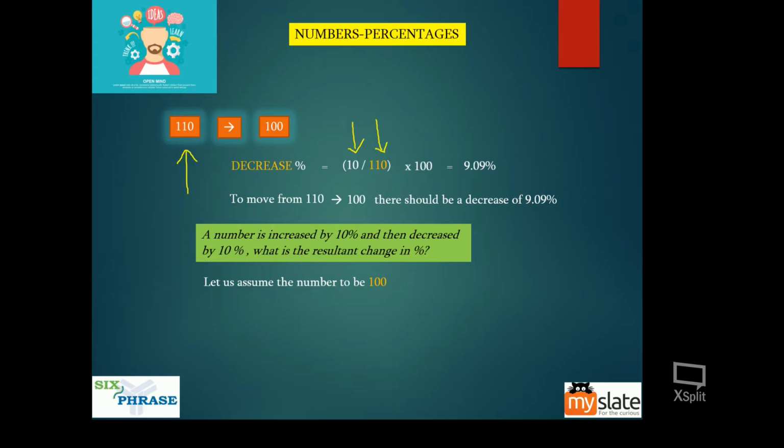Okay. Now, a number is increased by 10 percentage and then decreased by 10 percentage. What is the resultant change in the percentage? They are asking you to find the resultant change, because let us assume this to be 100. We are flatly assuming the number to be 100 because no number is given, right? So it is always easy. With percentages, always assume it to be 100. It will make it easy for you.